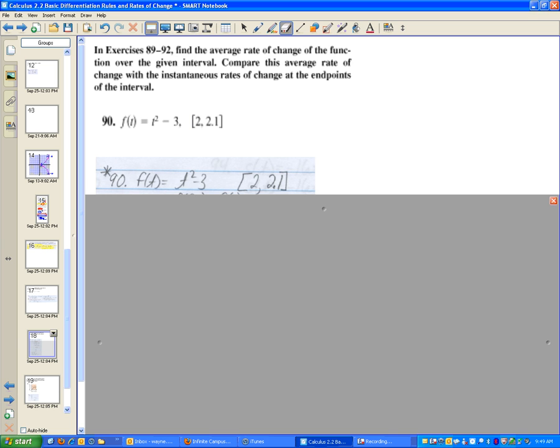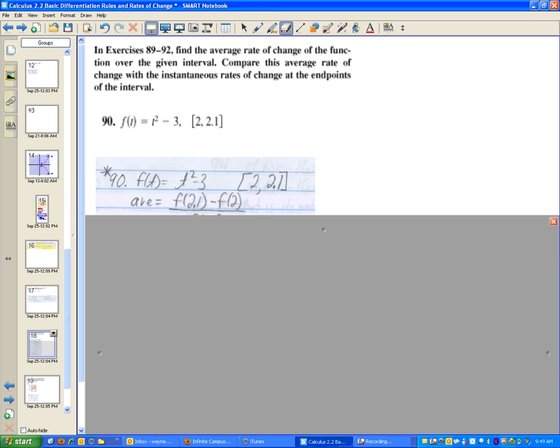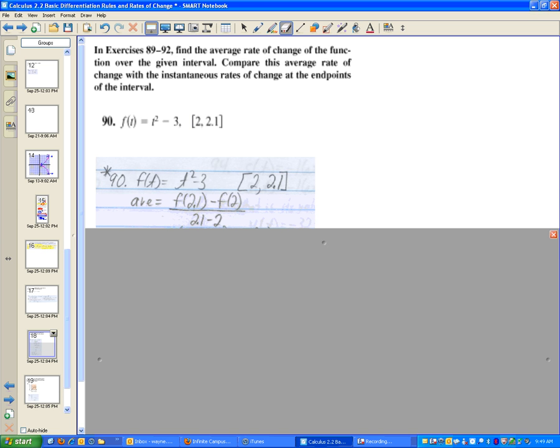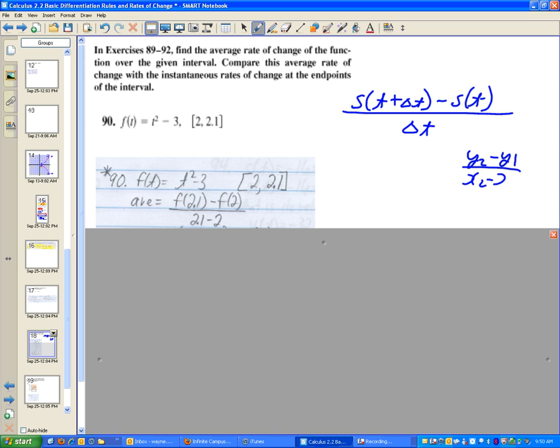According to our notes that we took, the average rate of change, we had it with s's, right? We called it average velocity, and we had s of t plus delta t minus s of t over delta t. But what that really means is y2 minus y1 over x2 minus x1. That's how we want to find the average rate of change.